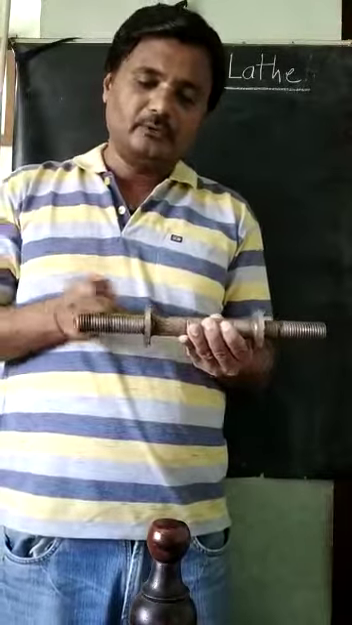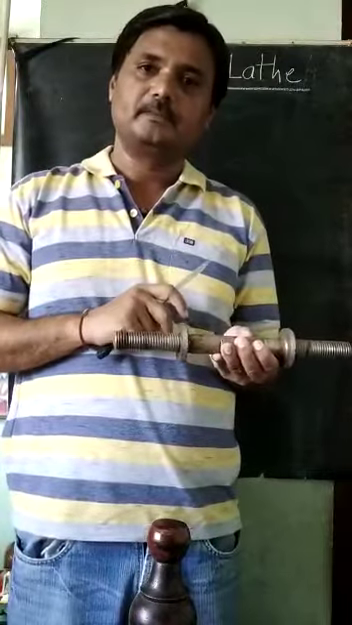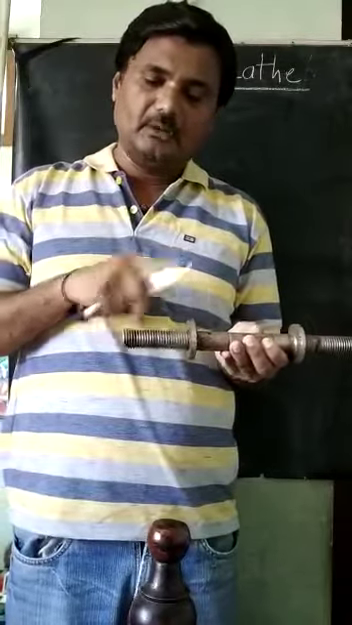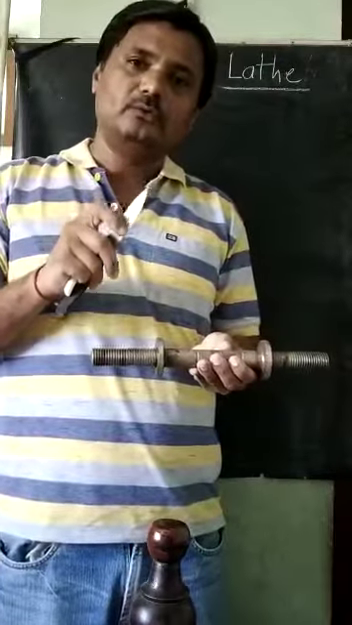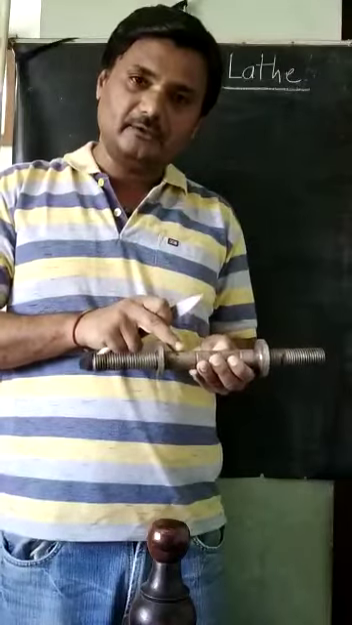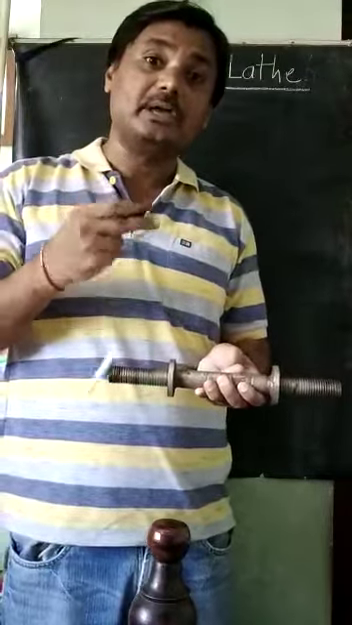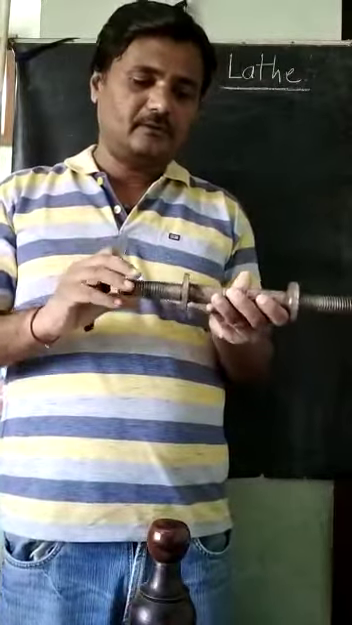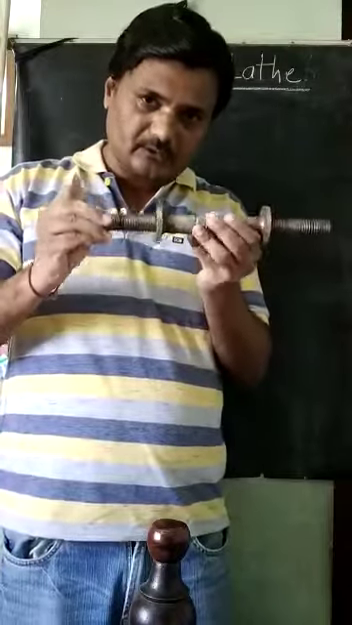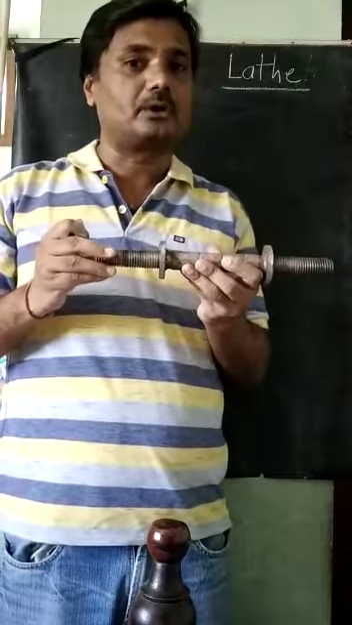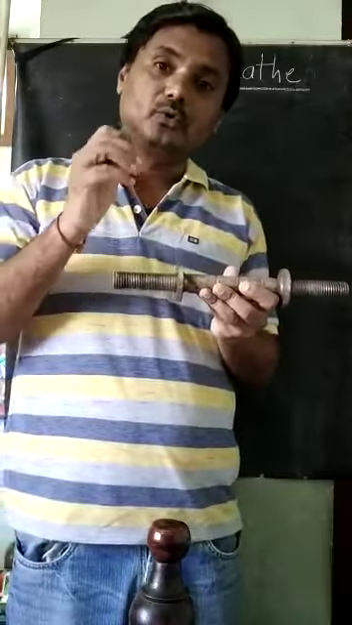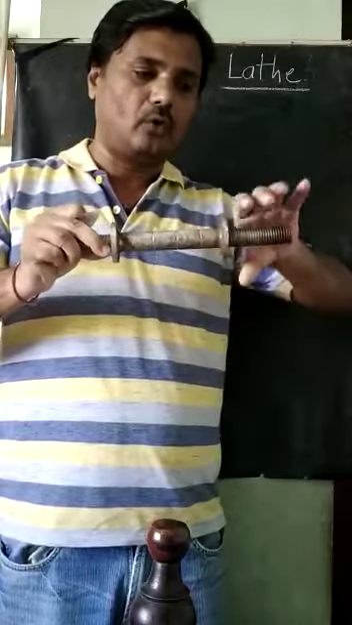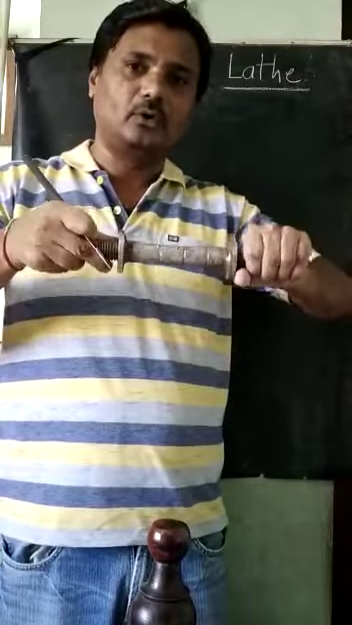If I want to reduce its length up to this much here, then what has to be done? We have to cut it here, symmetrically. So we have to use a material which is harder than this, and it has a sharp edge or a sharp tip. Then we allow this metal to rotate; that is called a workpiece or a job, on which we want to do some operations or remove metal. So we hold it here, and we allow it to rotate.